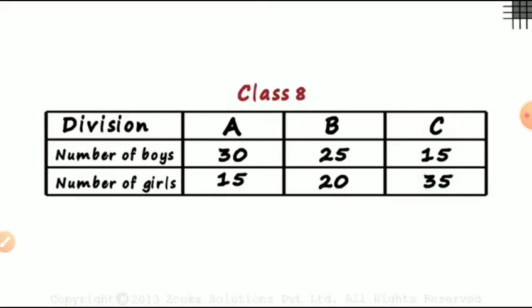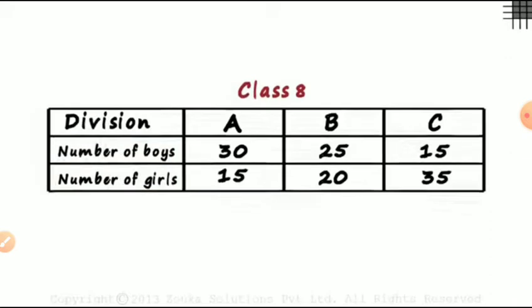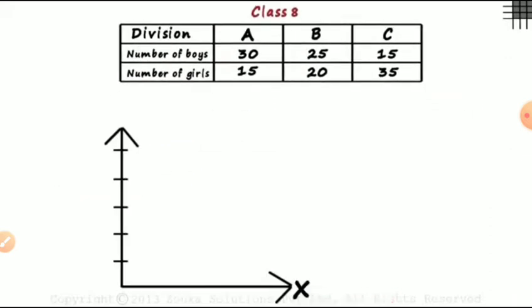To represent the data diagrammatically, we will need to use two bar graphs. One for the number of boys in each division and another for the number of girls in each division. So we make the x and the y axis and choose a scale of 1 centimeter equal to 10 boys on the y axis.